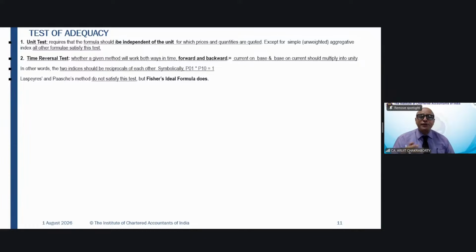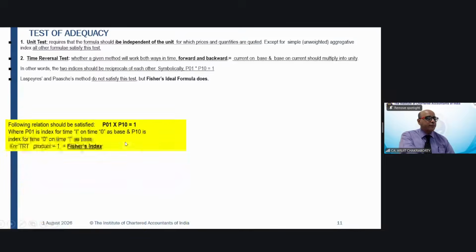Unfortunately, Laspeyres method and Paasche's method do not. So कृपया नोट करें कि Laspeyres index और Paasche's index टाइम रिवर्सल टेस्ट को पास नहीं करता, लेकिन फिशर्स इंडेक्स करता है. So let me see if I can show you the working.